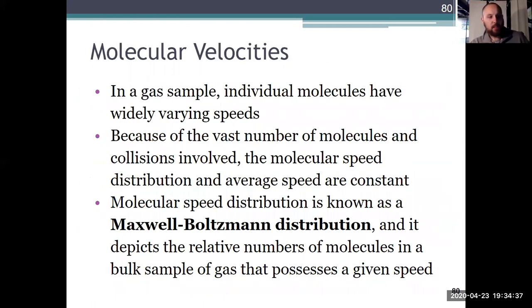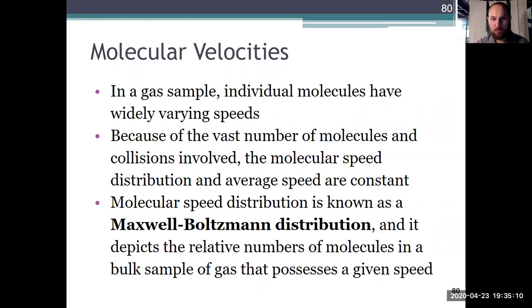Next, we have the idea of molecular velocities, thinking about these particles that are moving around. Because in a sample of a gas, the molecules that are in there vary in speed quite a bit. Not every gas molecule is moving around at the same speed. Okay? But because we have such a large distribution of numbers, just like you have a distribution of grades in a class, right? We have the molecular speed distribution and average speed that end up working out to be constant values.